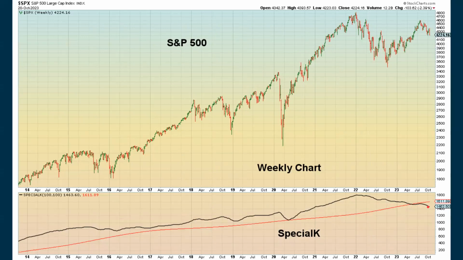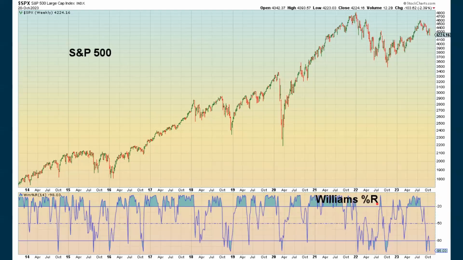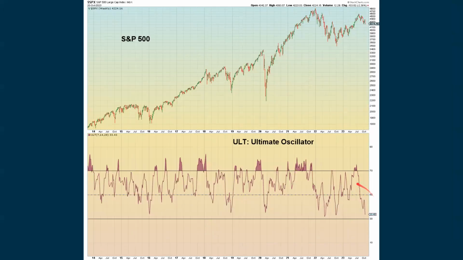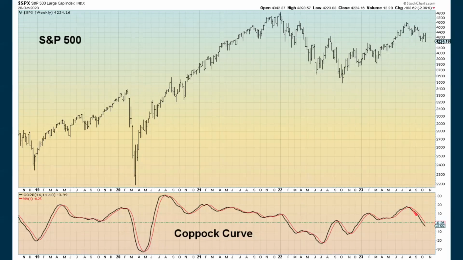On the daily chart, which I'll show you later, the black line and the red line continue to be right on top of each other. The Stochastic RSI continues to be extreme negative. The Williams percent R is also extreme negative. The ultimate oscillator is below 50 and declining. The vortex, the red line has crossed above the green line. That's negative. The Coppock curve is actually more negative now and dropping below the midpoint.